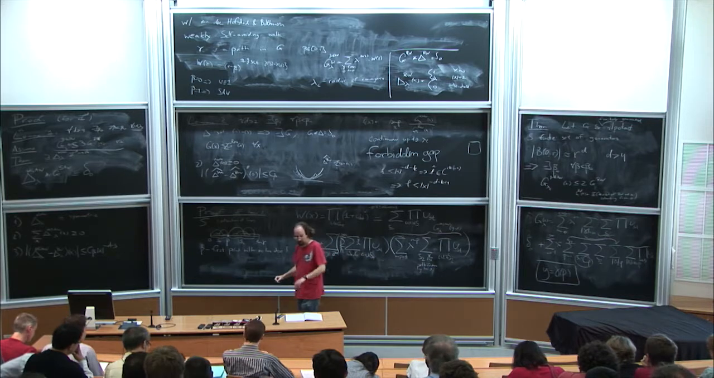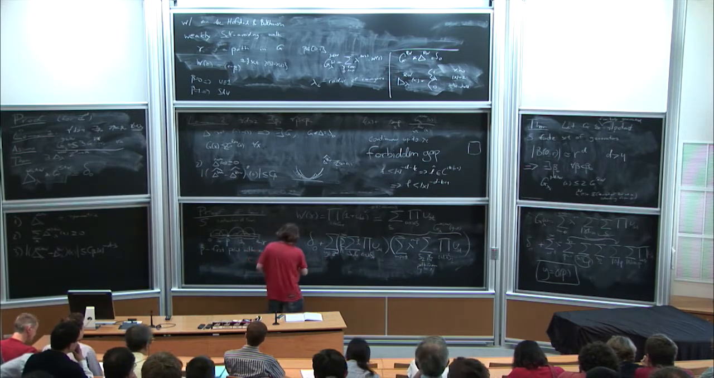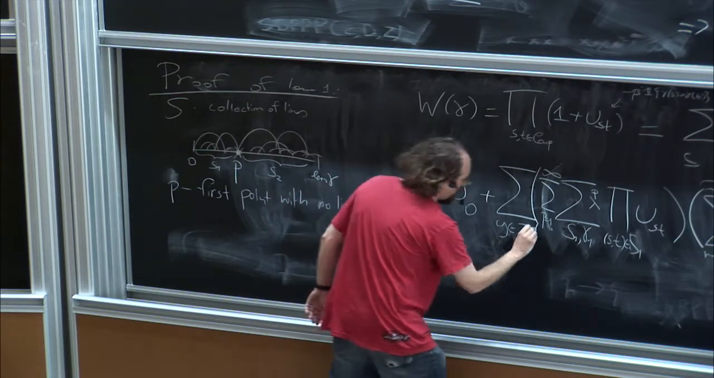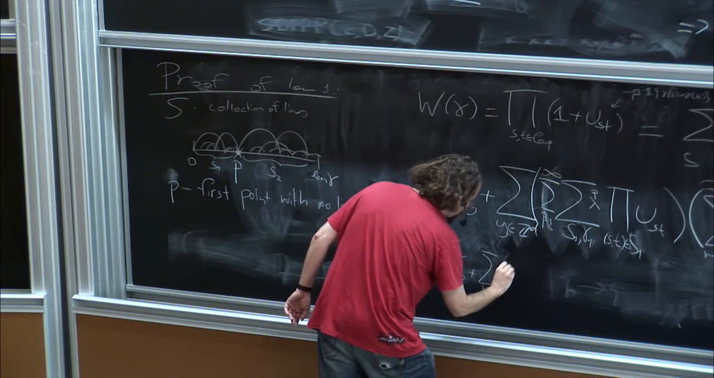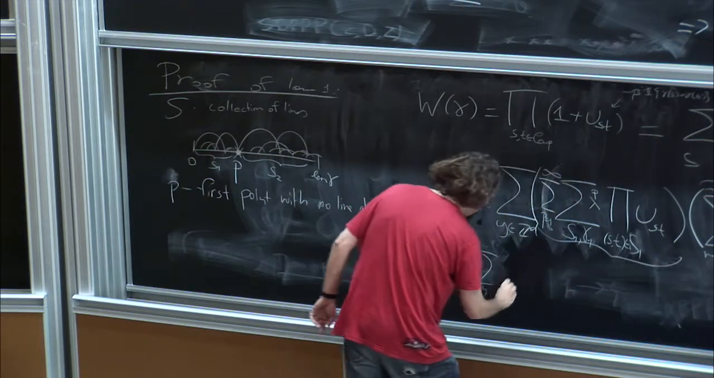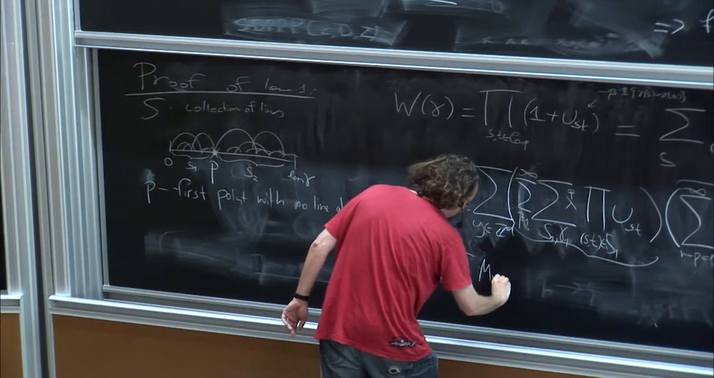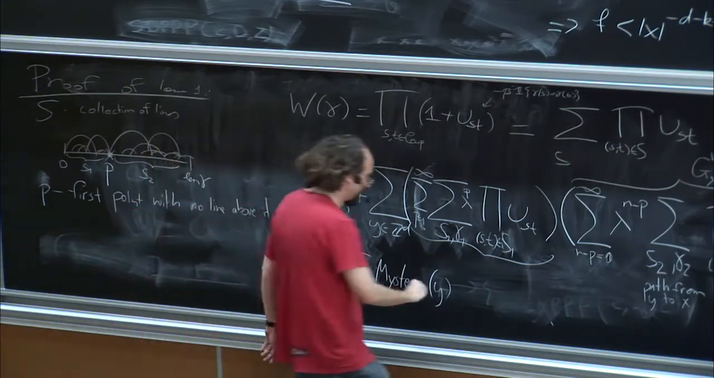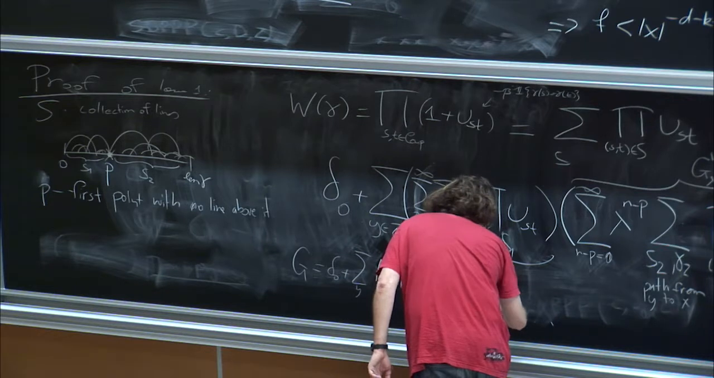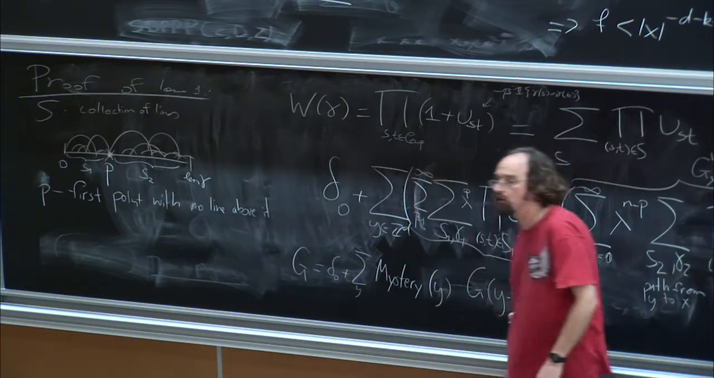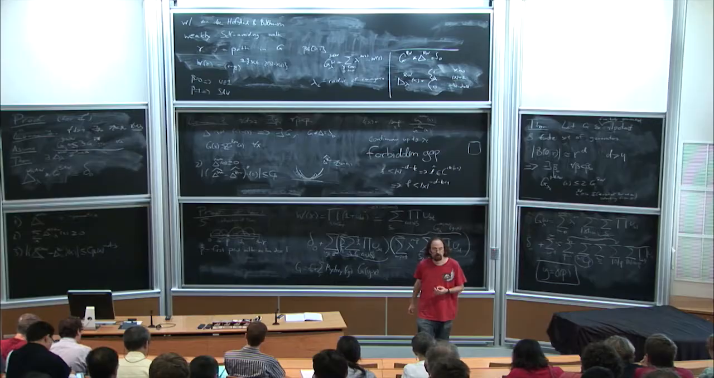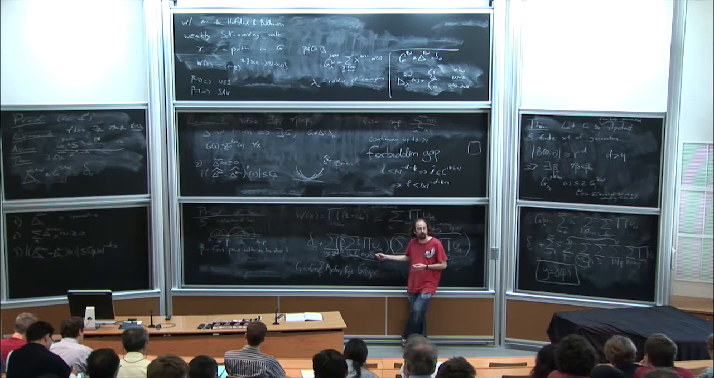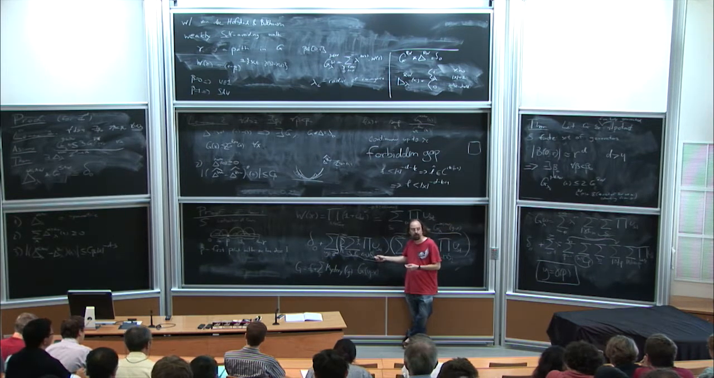So what did we get? And let me finish with that. We got that the Green function is equal to delta 0 plus the sum over all y of this mysterious guy, a function of y, times the Green function of y minus x. So that's a convolution. That's what we wanted. Okay? So this guy is our Laplacian.